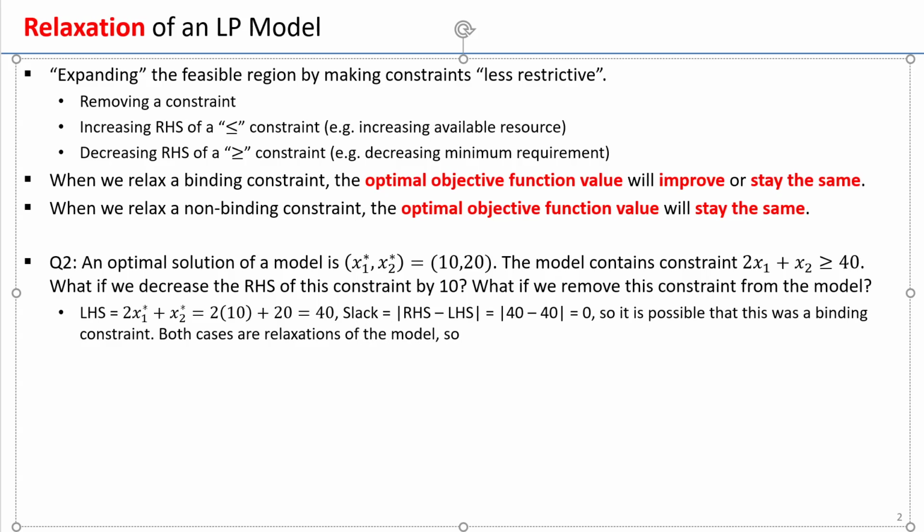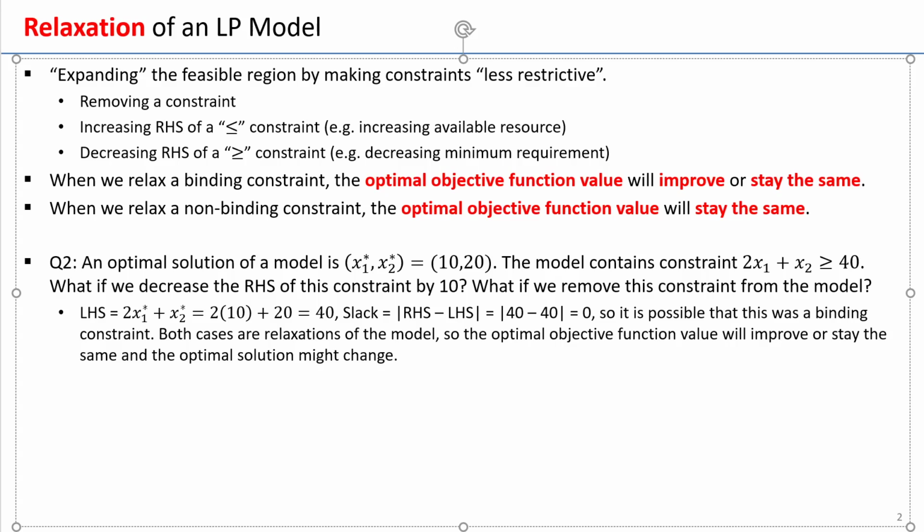So what we say is that the optimal objective function value will improve or stay the same, and the optimal solution might change. Why might it change? If the optimal objective function value improves, then clearly it improves because the solution changes.